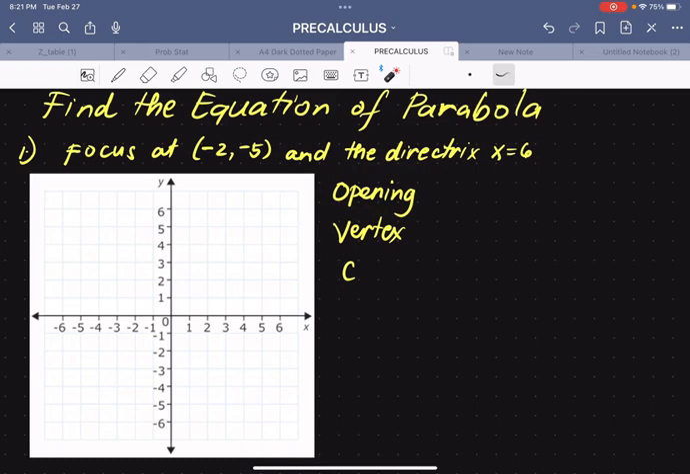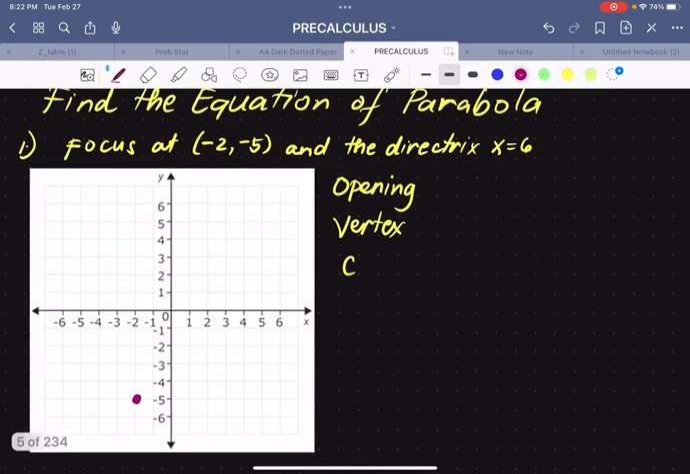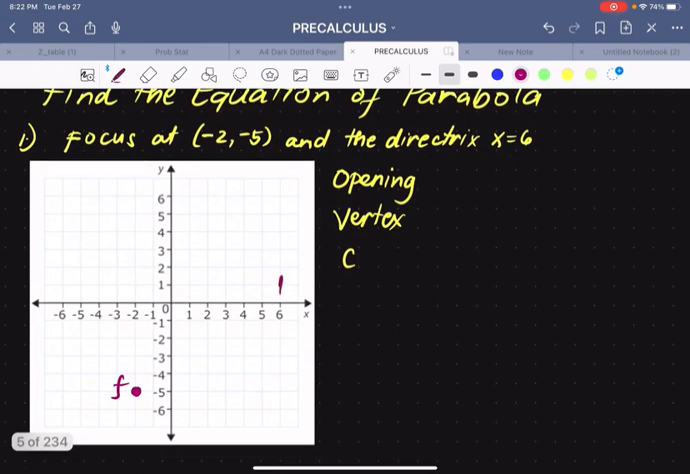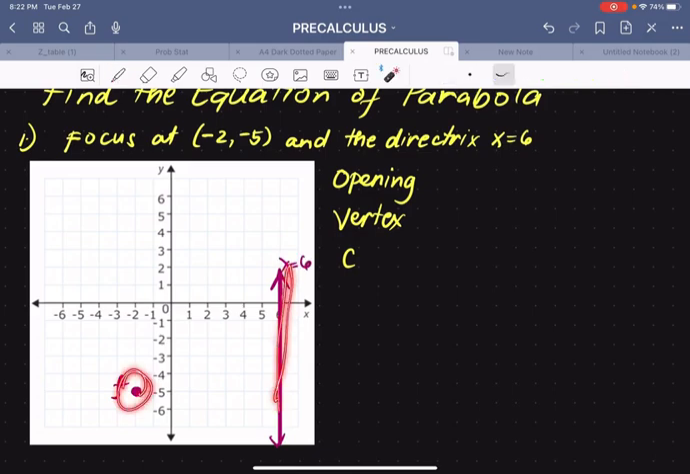Okay, so example number 1: the focus of the parabola is at (-2, -5), and the directrix is x equals 6. So let's plot the focus, (-2, -5), and the directrix, x equals 6. So this is the focus and this is the directrix, the fixed point and the fixed line.